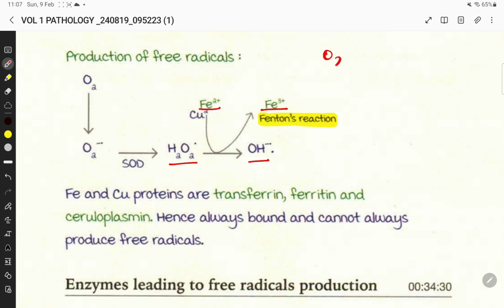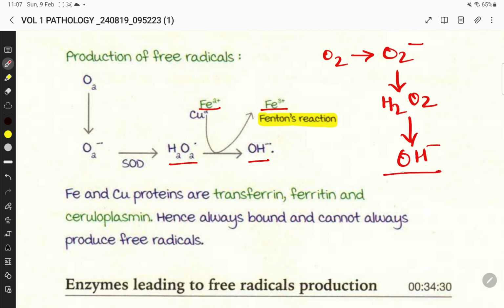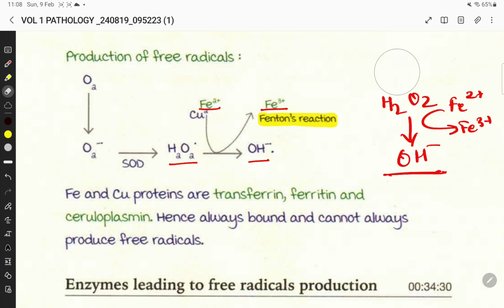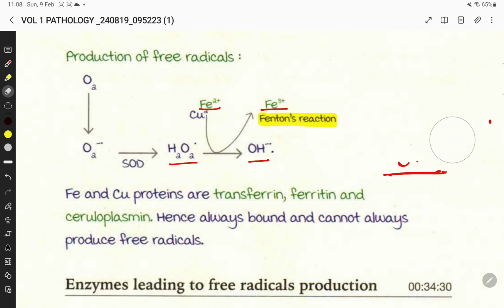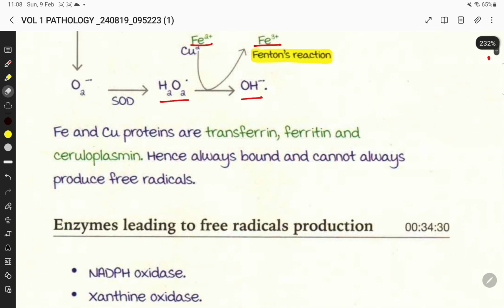Production of free radical: O2 becomes O2 minus. Via superoxide dismutase it becomes H2O2, and this becomes OH minus, which is the most potent free radical. Here Fe2 plus is converted to Fe3 plus. This is known as Fenton's reaction.